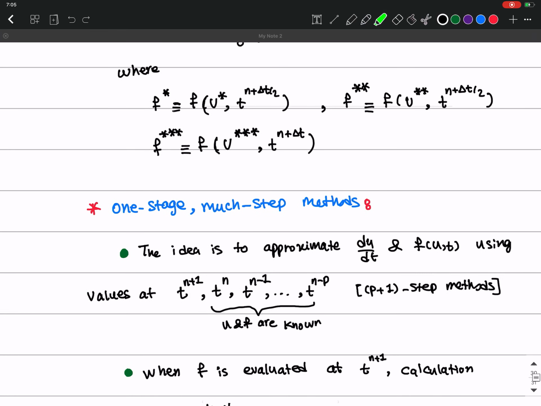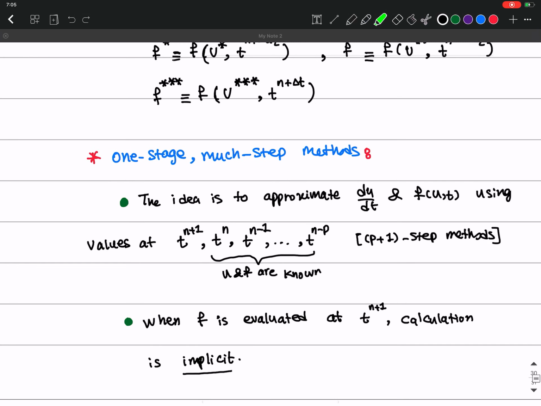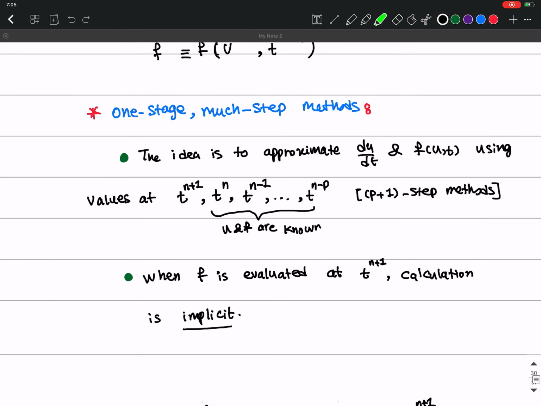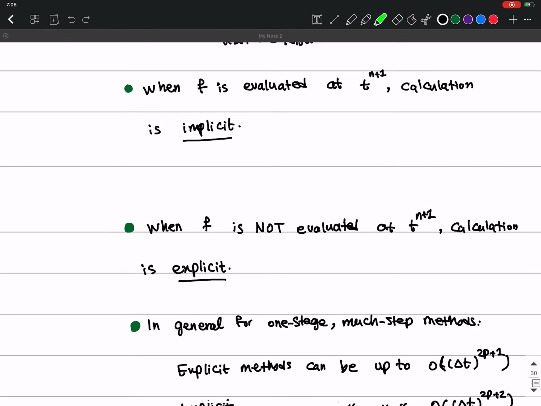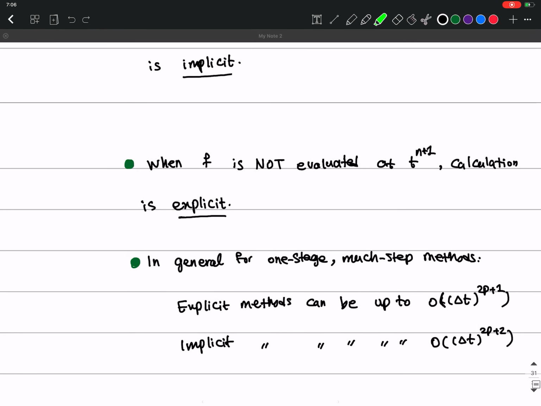And then we introduced the one-stage multistep methods. The idea is that we are going to use the solutions at previous steps, rather than having multiple stages in one step. We're going to use the solutions that we already know, for example, t n minus 1, t n minus p, in order to approximate the temporal evolution of the solutions. So when f is calculated at t n plus 1, the calculation is called implicit. And when it is not, it is called explicit, which means we already know that f n.